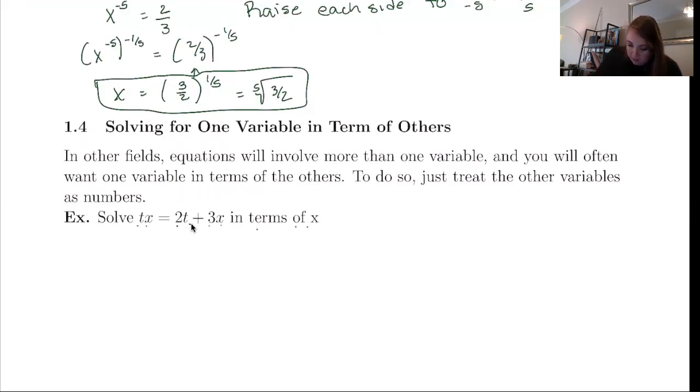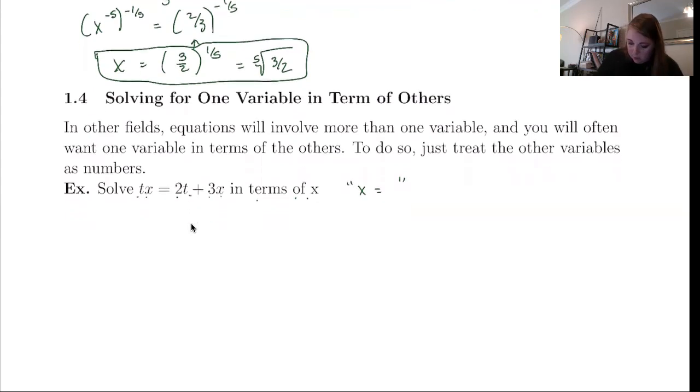So that means I want x equals. Okay. So I want an x equals answer. And I'm going to treat t as if it was like the number 4 or something. Doesn't matter. It's a number, and I want to get away from x so I can isolate x. So I would get everything that has an x in it onto one side.